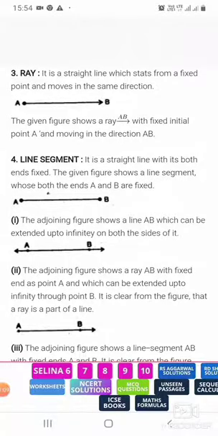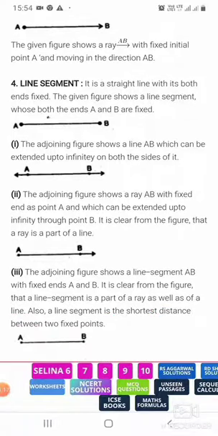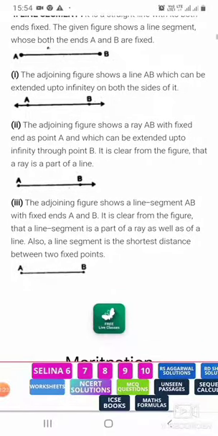And then coming to line segments, as I told you, AB may be taken where the points extend on both sides, a ray may be taken with one point fixed and another point extended, and a line segment where both ends are fixed.